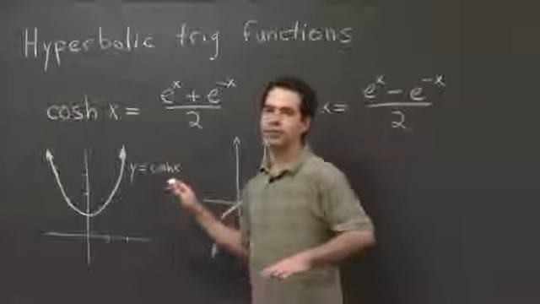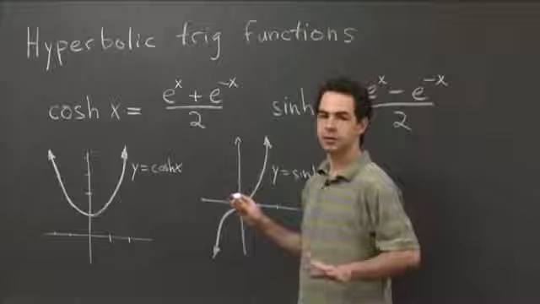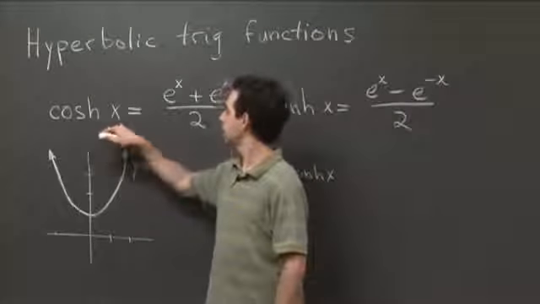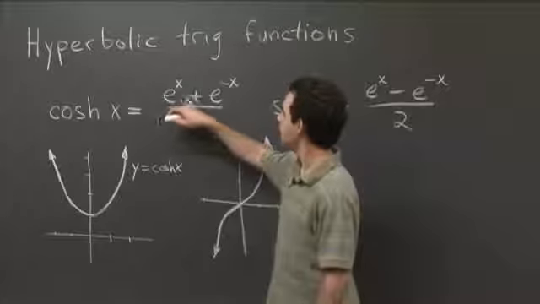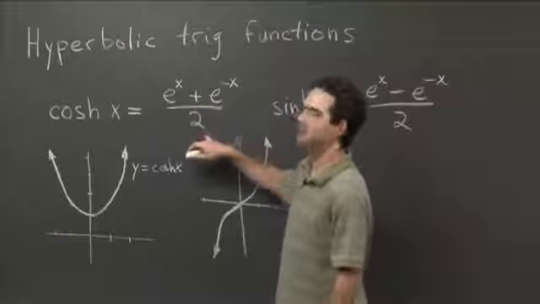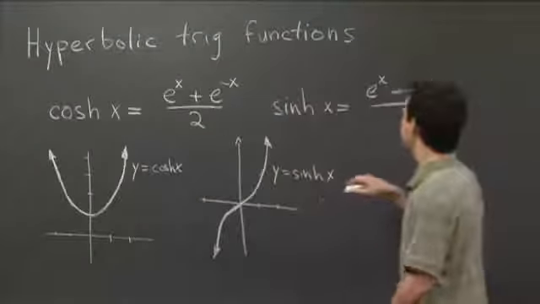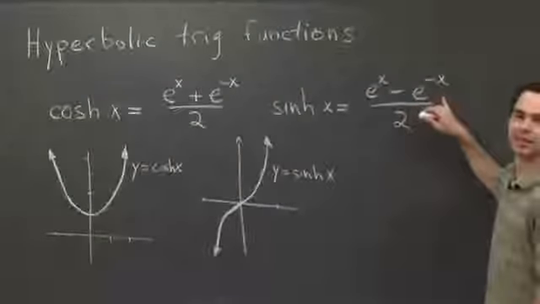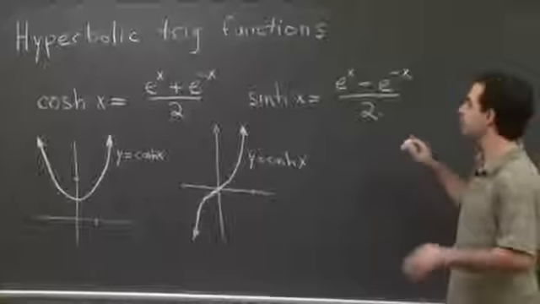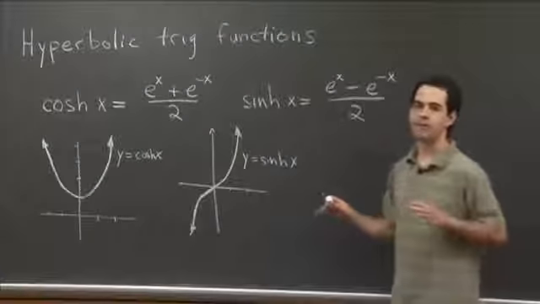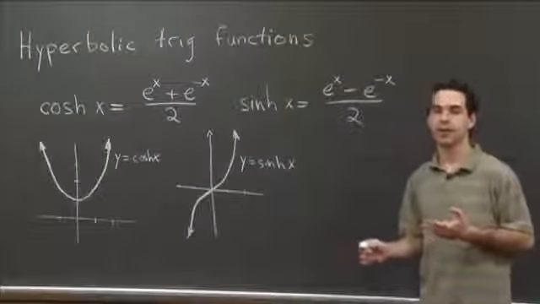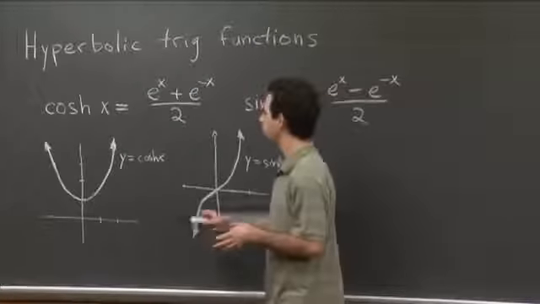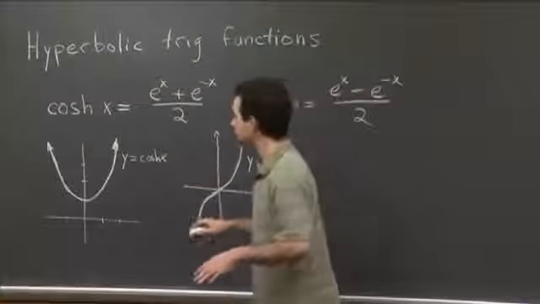These functions have fairly simple definitions in terms of the exponential function e to the x. cosh of x is defined to be e to the x plus e to the minus x, divided by 2, and sinh of x is defined to be e to the x minus e to the minus x, divided by 2. If you remember what your graphs of e to the x and e to the minus x look like, it's not hard to see that the graphs of cosh x and sinh x should look sort of like this.